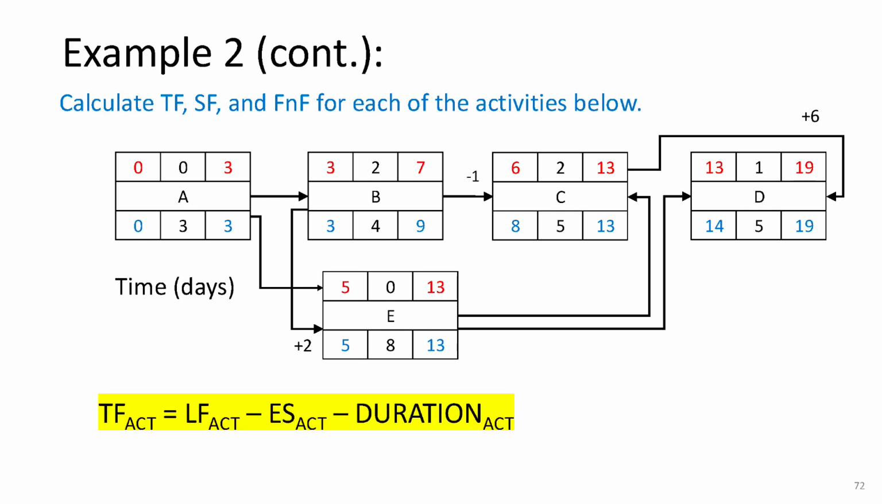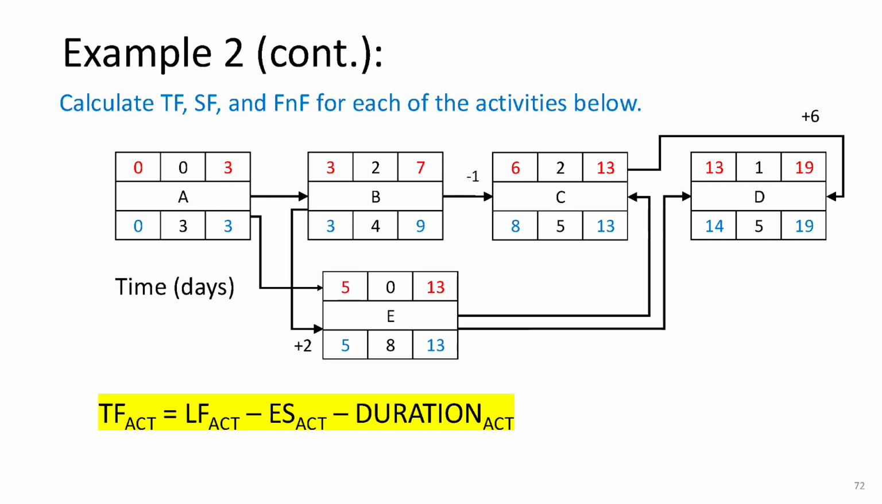Let's kick things off with total float. Total float tells us how much an activity can be delayed without holding up the entire project. The formula we use is total float equals late finish minus duration minus early start. You can think of it this way. We're taking the latest finish time, subtracting how long the activity takes, and then subtracting the earliest start time.